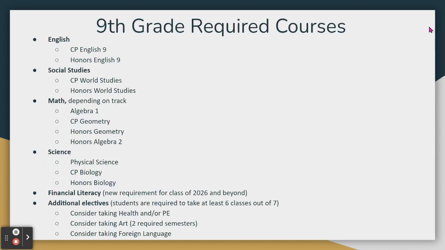In 9th grade, we've listed the required courses. We'll leave this up for a few moments so students and families can pause to see the recommended tracks. Please remember that the additional electives are chosen by the student. We do recommend students consider taking their graduation requirements early in their high school career to be sure they're completing those and have flexibility in their junior and senior years.